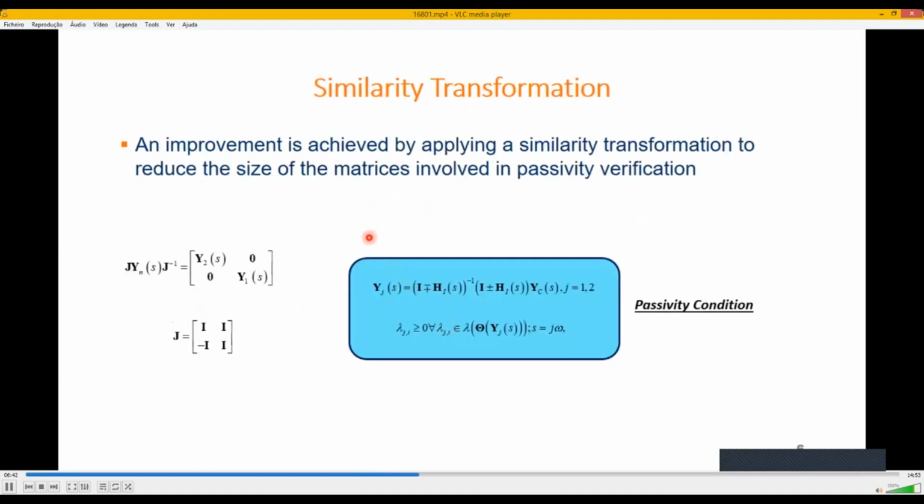Here, another step before applying the passivity enforcement is the similarity transformation. In order to reduce the size of the matrices involved in passivity verification, we apply a similarity transformation, which is given with the matrix here, J. And the final matrix that I obtained by applying this similarity transformation is Yj. I'm checking the eigenvalues of Yj. So this is the final passivity condition that I would like to check, and I would like to make sure that my matrix is passive and my model is passive.